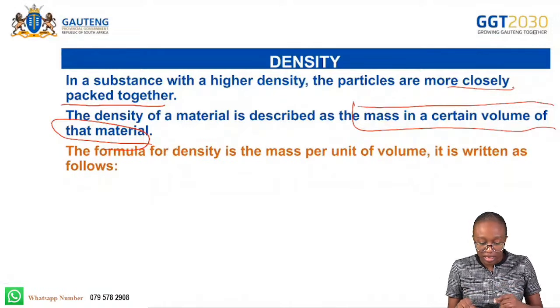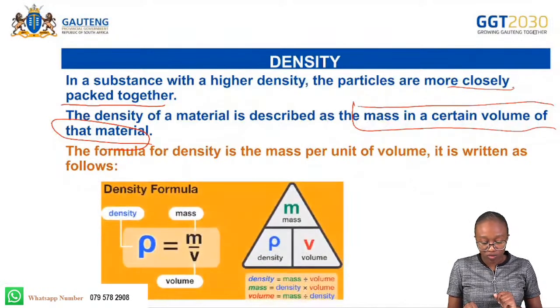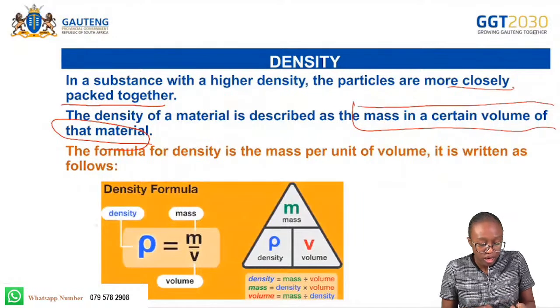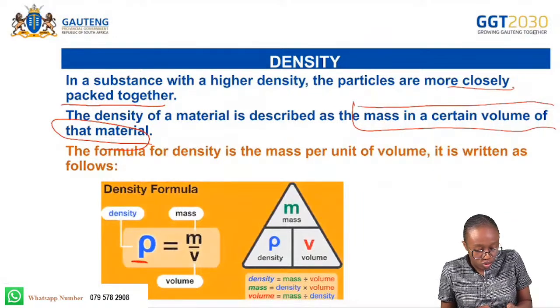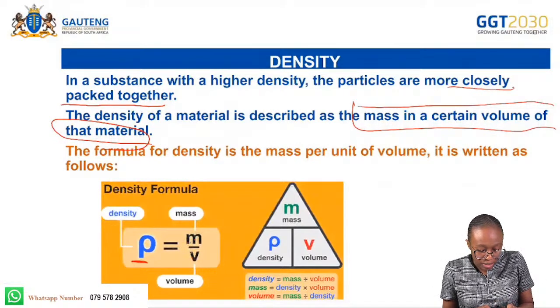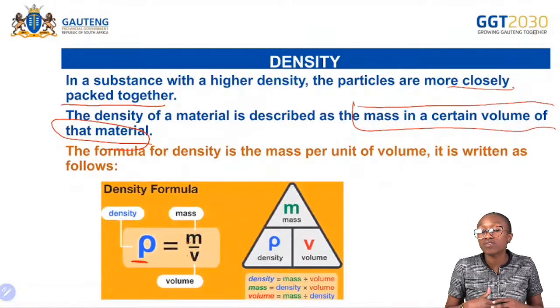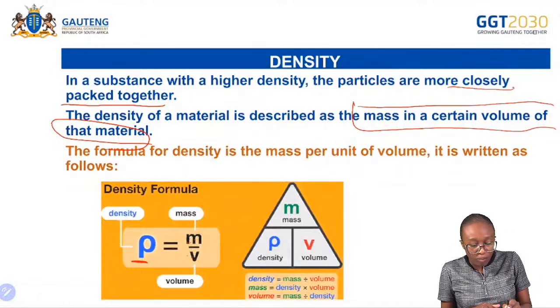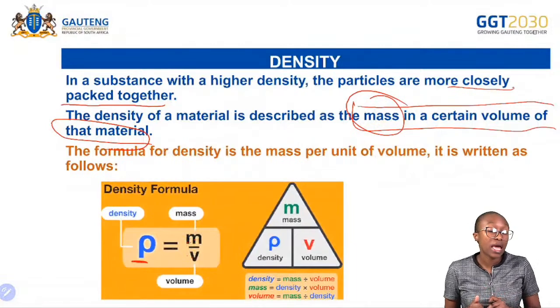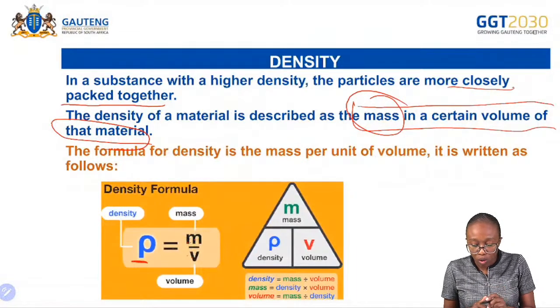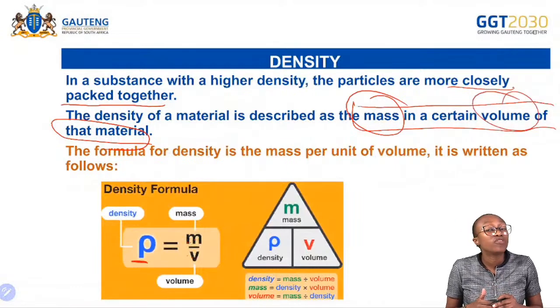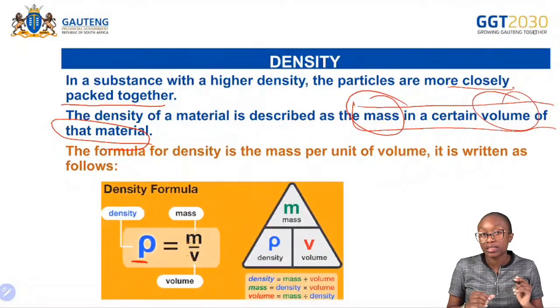The density formula is mass per unit volume, and this is how it is written. Density is equal to mass divided by volume. We can also use this formula to calculate mass if we've been given density and volume. We can also use it to calculate volume if we've been given density and mass. Let's see how we're going to do that.